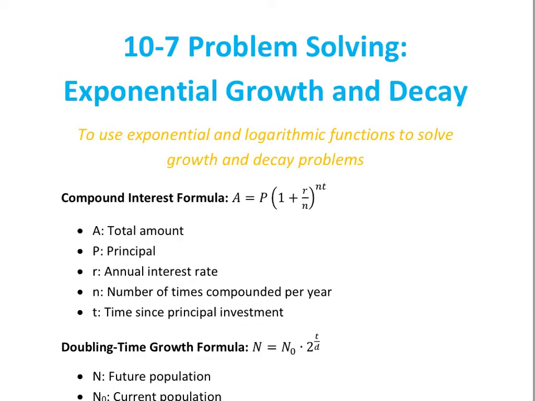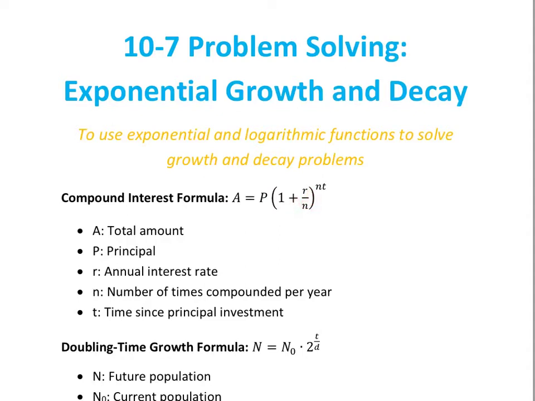What you will need to do is memorize what each of the variables mean. I'm going to give you what the formula looks like, but you need to know what A, P, R, N, and T all stand for. So the compound interest formula is obviously used in finance. The total amount that you have invested, or the interest, is equal to the principal, what you originally invested or what you got in a loan, times 1 plus the annual interest rate divided by the number of times compounded per year.